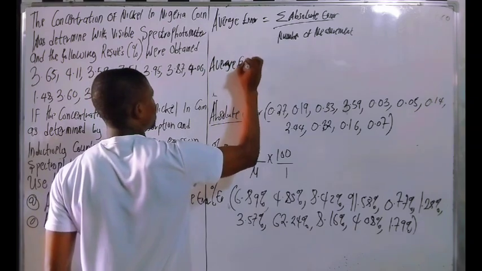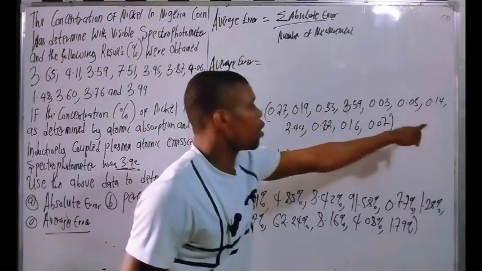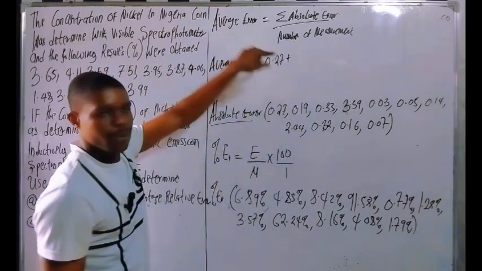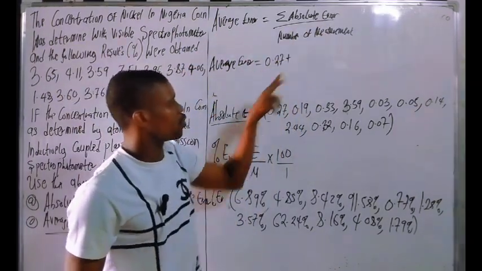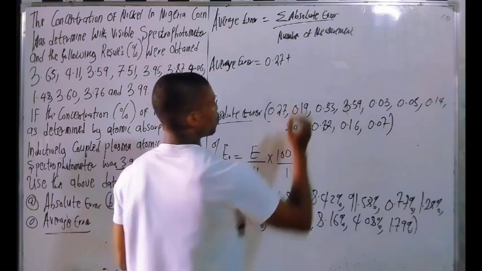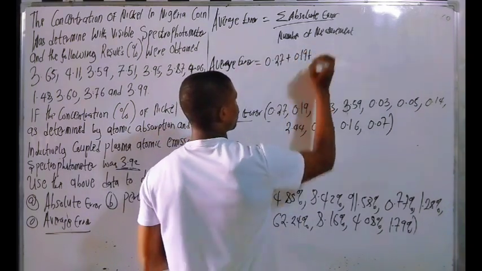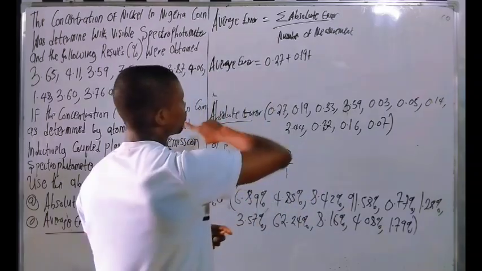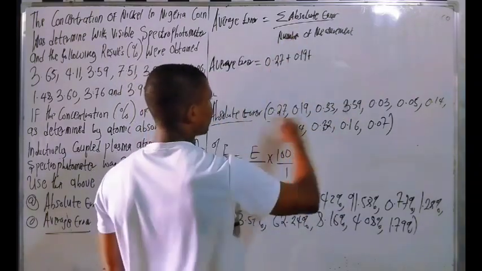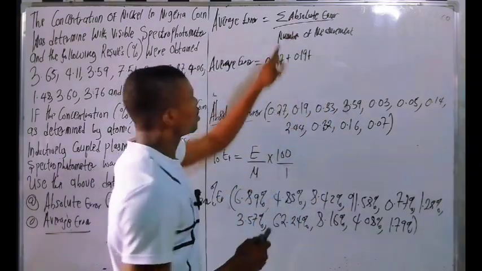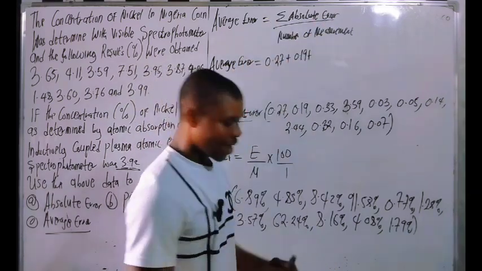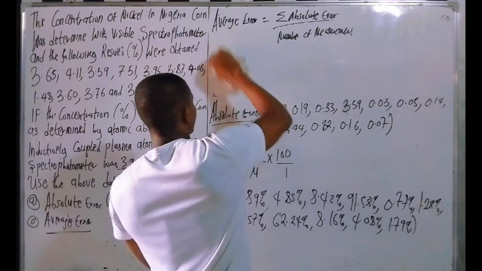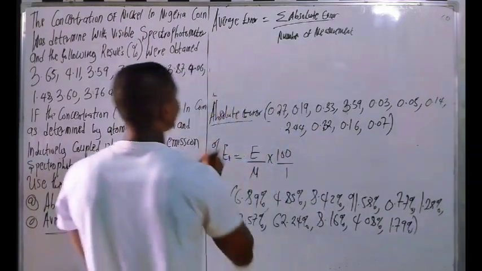So my average error is very easy, right? You sum all these ones together, so it's going to be 0.27, right? Because it says summation of the absolute errors, so sum all of it together, plus 0.19 plus. So now let us use our calculator to sum them straight, right? You have to sum everything together. When you sum everything together, you're going to get the summation of our absolute error.